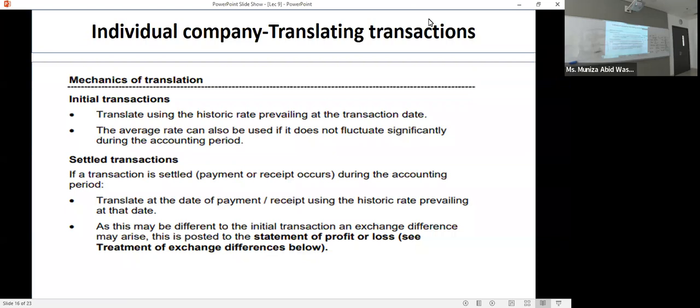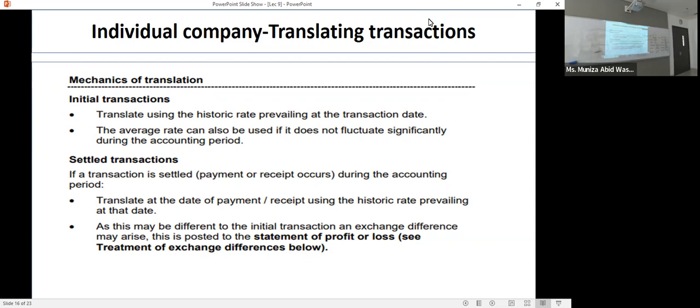Initial transactions. At the time, this is initial measurement. At the time of making a transaction, how are you going to account it for in your books of accounts? When you do make an initial transaction, when you are selling something, what is the accounting entry? Debit, receivables, credit, sales. So at this time, what amount you have to write in the front of this transaction? This is the initial translation. So translate using the historic rate prevailing at the transaction date. So you are going to see how much exchange rate at the spot is present in the market. According to that, you are going to translate it.